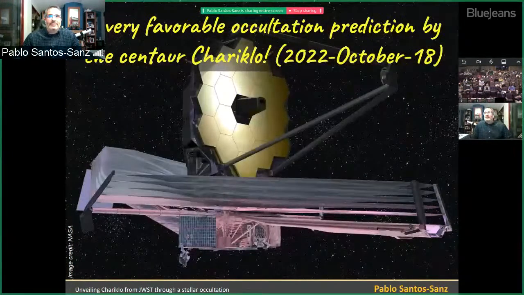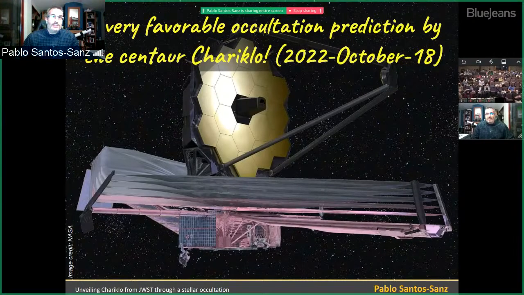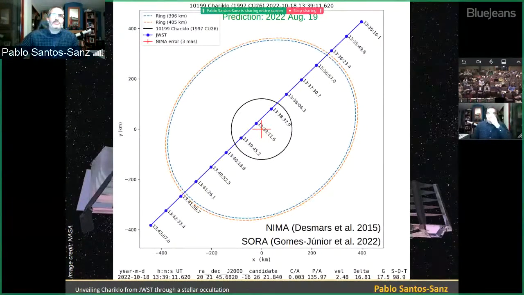Well, searching different stellar occultations, we identified a very favorable one by the Centaur Chariklo for October 18. This is the original prediction using the ephemeris for James Webb for August 19. I haven't said, but Chariklo is the first non-planetary object around which we detected rings by means of stellar occultation. So you can see here that it's a really very favorable prediction because we can record the main body and also the rings.